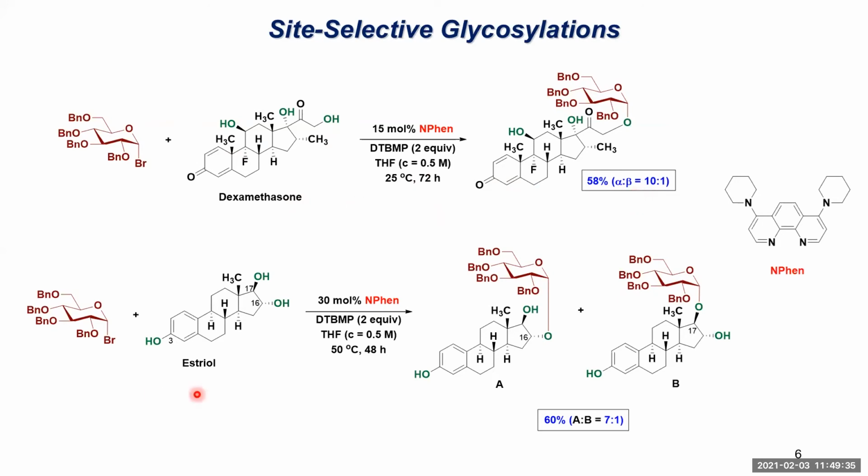And in this case of estradiol, we have 2 secondary alcohols versus a phenol alcohol. And with 30 mol % of N-phen at 50 degrees Celsius, this less hindered alcohol coupled to the sugar and gave us the major product.